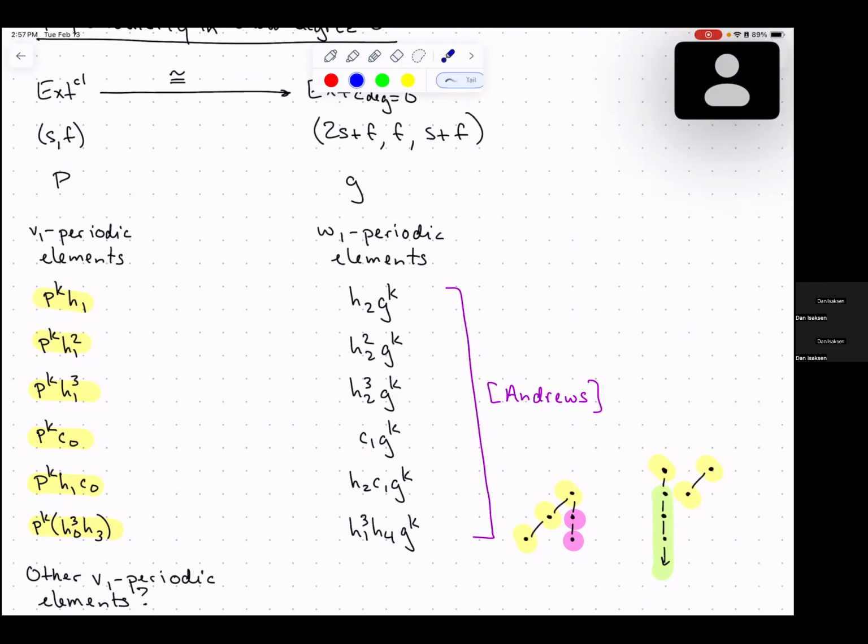And these were studied a few years ago by Michael Andrews. Okay, so Andrews already proved that these guys are permanent non-zero cycles, and they're sort of exotic elements. They're a W1 periodic family in motivic homotopy. Okay, and P to the k c0 and P to the k h1 c0, the next two, these two guys over here, he studied those also. And this is their names when you double them. Okay, and then there was one other element that he studied, which is the one at the top of these towers. It's just a different color.